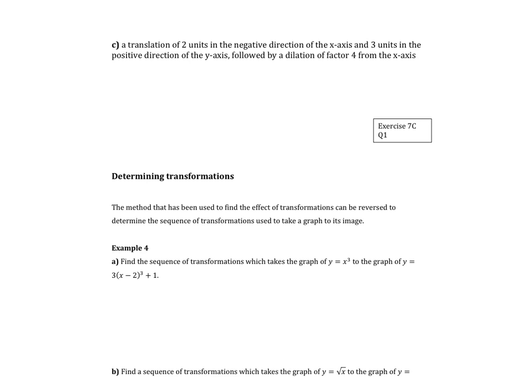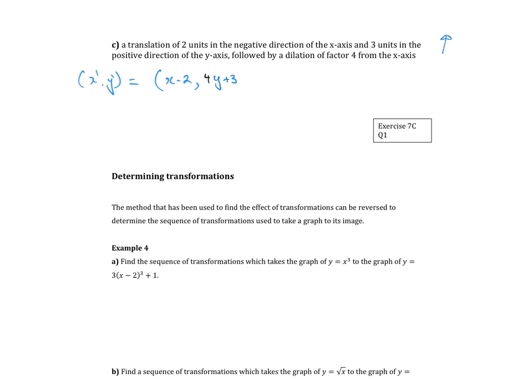Final question. It reads almost exactly the same as the previous example, but the order's slightly different. So let's leave it there. X dash y dashed is equal to a translation of 2 units in the negative direction of the x. So we know the x value is subtracting 2. 3 units in the positive direction of the y-axis, then a dilation by a factor of 4 from the x-axis. So from the x-axis is again moving upwards, so the y value is affected.